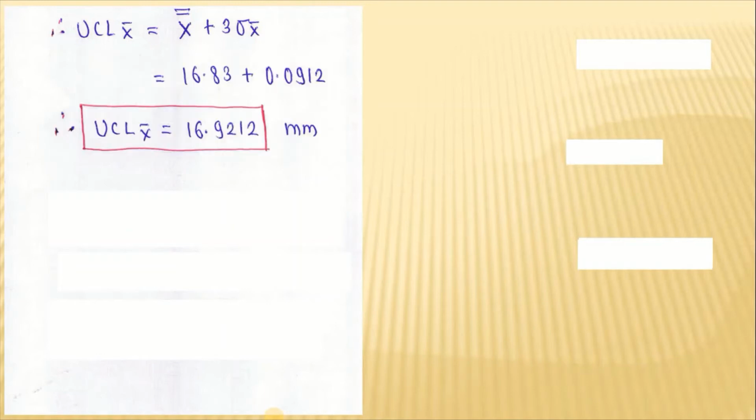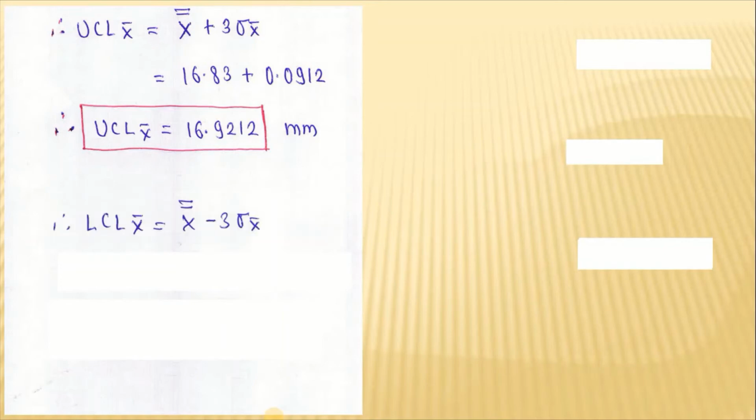Based on that we can calculate two limits for the X bar chart. Upper control limit is equal to X double bar plus 3 into sigma X bar, and we get the upper control limit as 16.9212 mm for the X bar chart.